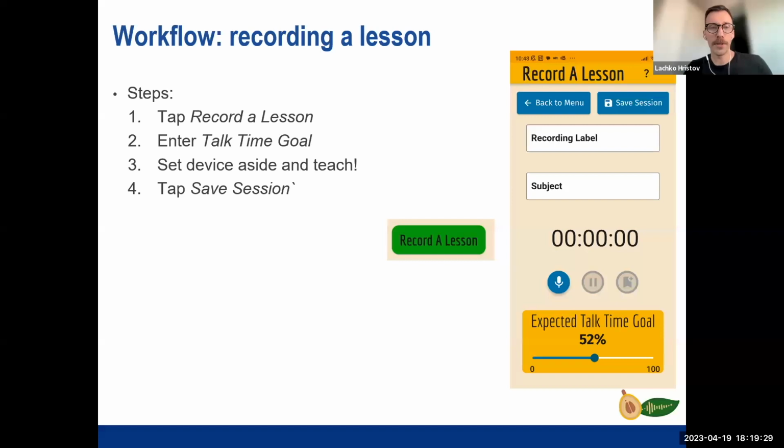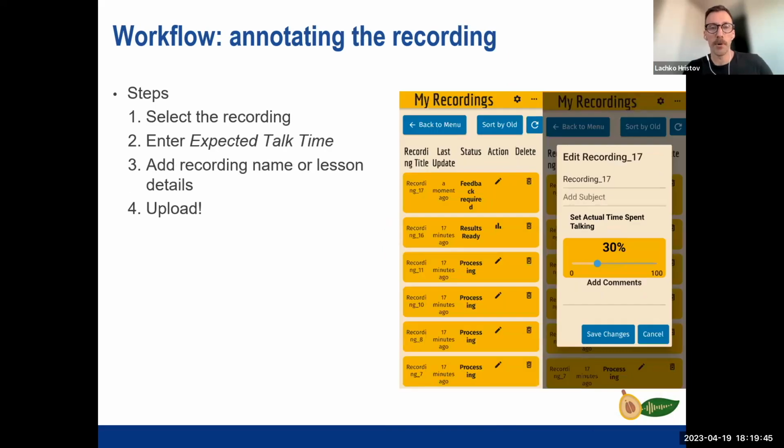Let's see how the teacher interacts with the app. They tap the Record a Lesson button and mark the expected talk time for this lesson. To stop the recording, they tap Save Session at the top. The teacher then goes to the recordings page and locates the recording with status Feedback Required. They edit this item and set the actual talk time, which is a measure of how much time they think was spent talking. The recording is now sent for processing.